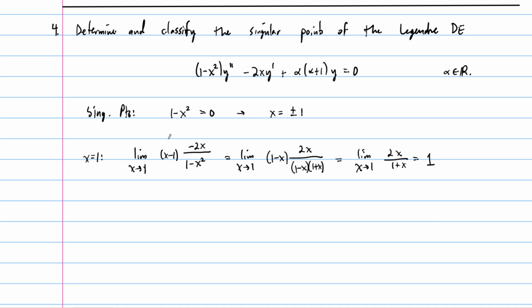All right, so that one's good, but we cannot yet say that this singular point is regular. We now have to compute the limit of the second ratio. The second limit is the limit as x approaches 1 of, this time, (x minus 1) quantity squared. And then we can plug in.